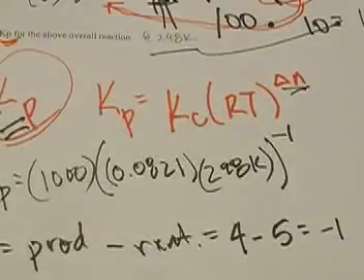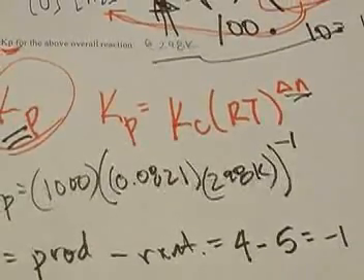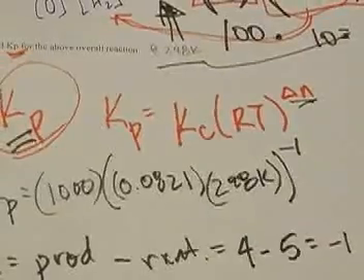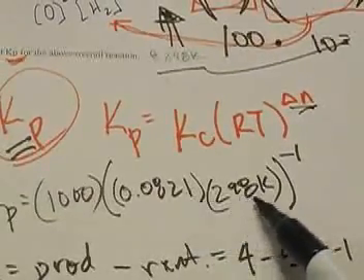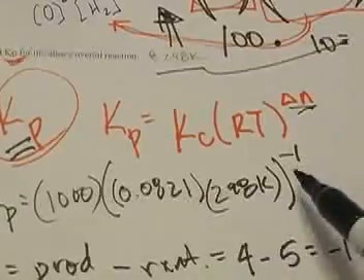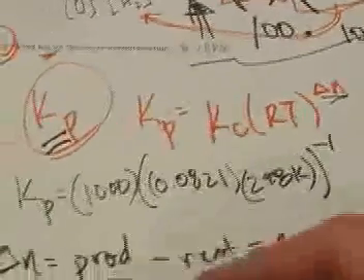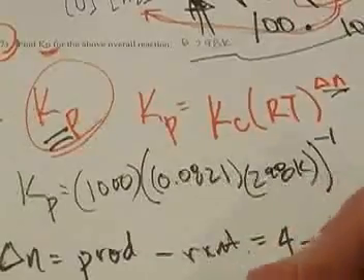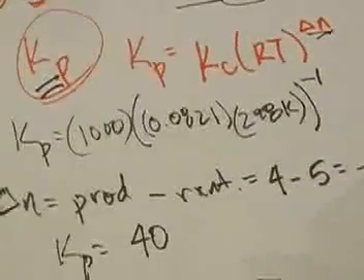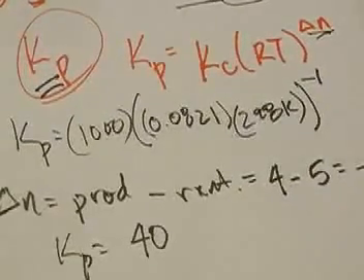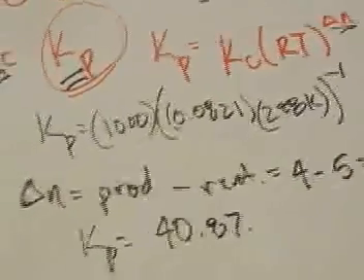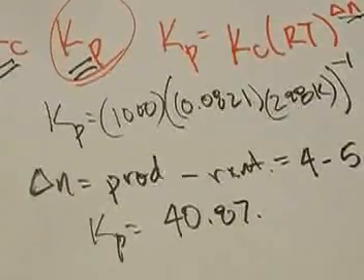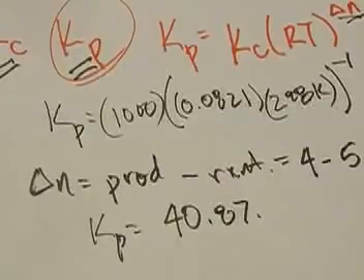And if we take the 1,000 and we multiply it by 0.0821 times 298 to the -1 power, I believe we end up with a K sub P equaling about 40.87, I believe I had. And remember, no units for that as well.